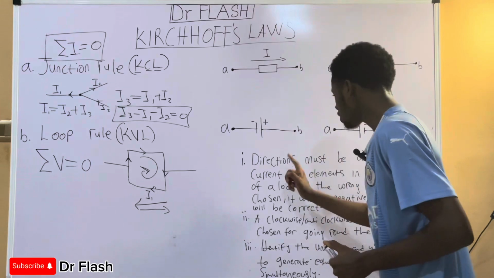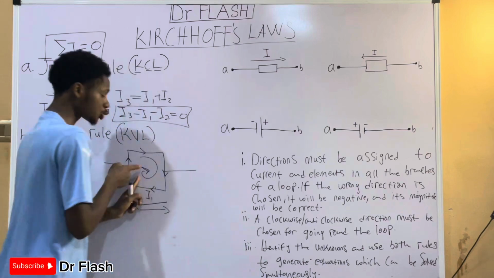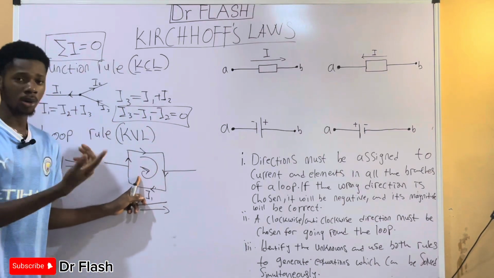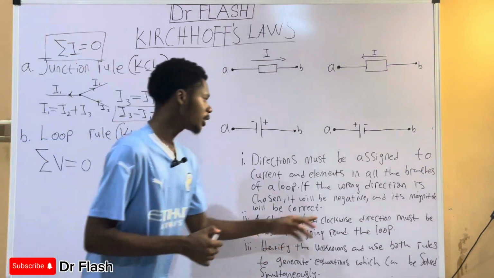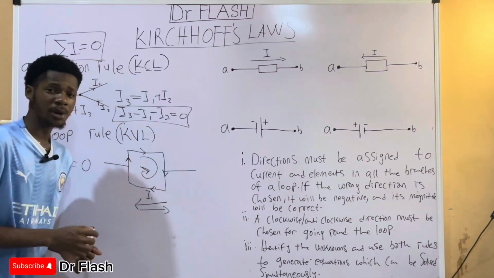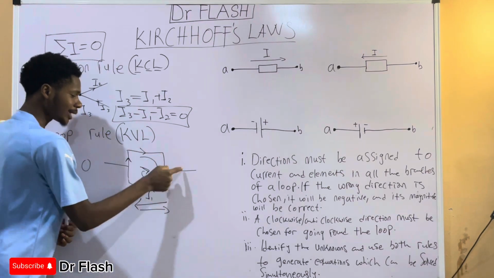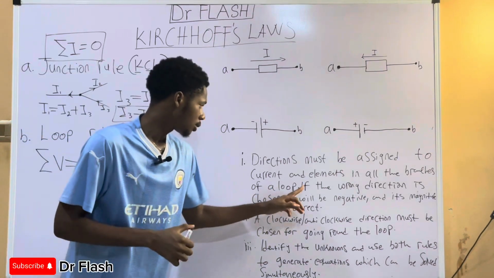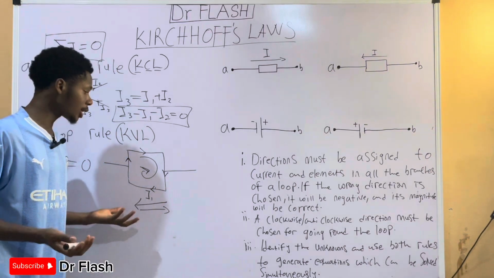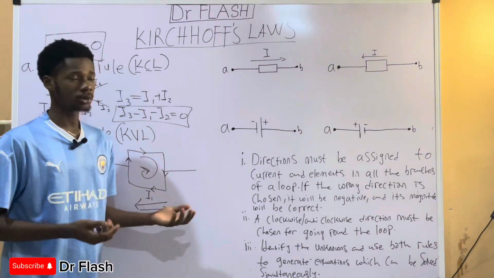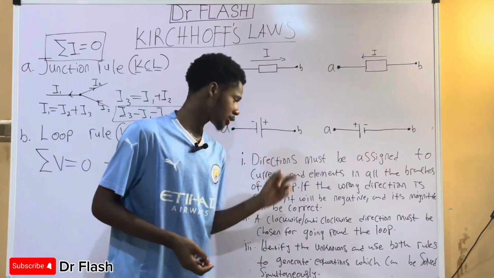So I'll read this again. Directions must be assigned to currents and elements, which is the direction you just took, which could either be clockwise or counterclockwise, which is the same as anti-clockwise, depending on the person solving, in all the branches. Now we'll talk about branches in an electric circuit. These lines are the branches. An element could be a resistor or a capacitor, of which resistors are the most common. In the diagrams above, you can see fixed resistors.